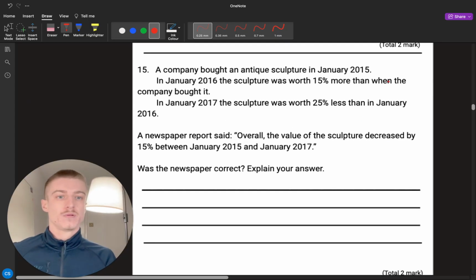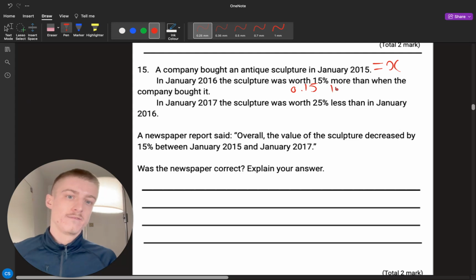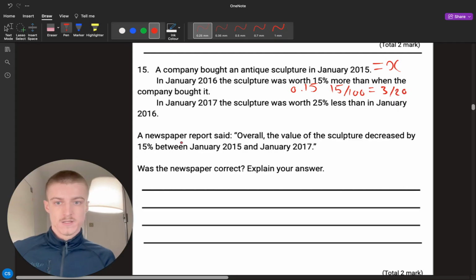Okay, let's say that the original price, the original worth, was X, and in 2016 the sculpture was worth 15% more. So this is 0.15, or 15 over 100, right? We can divide that by 5, so we've got 3 over 20. The sculpture was worth 25% less in 2017. Straight away, we know that 25% is a quarter, right? And then we've got a 15% here, 3 over 20 again. So let's map this out.